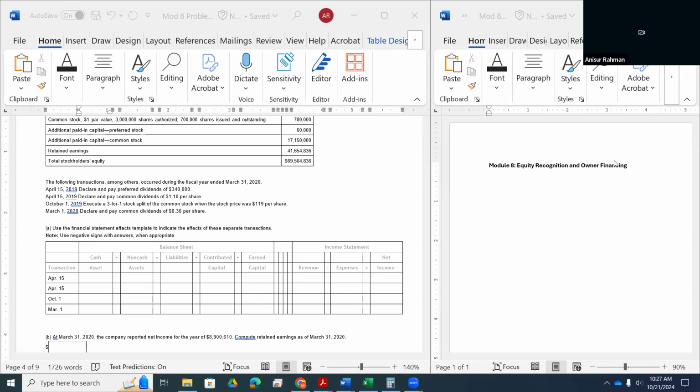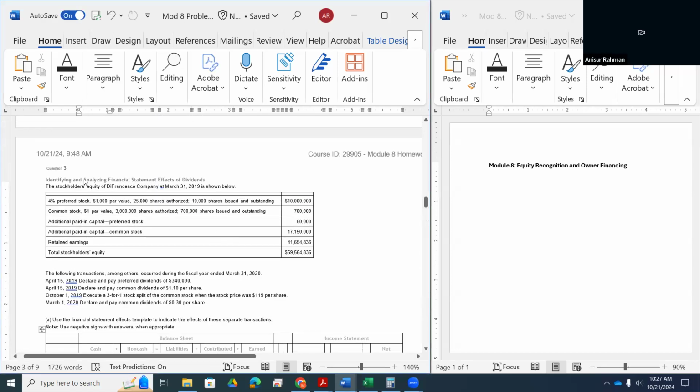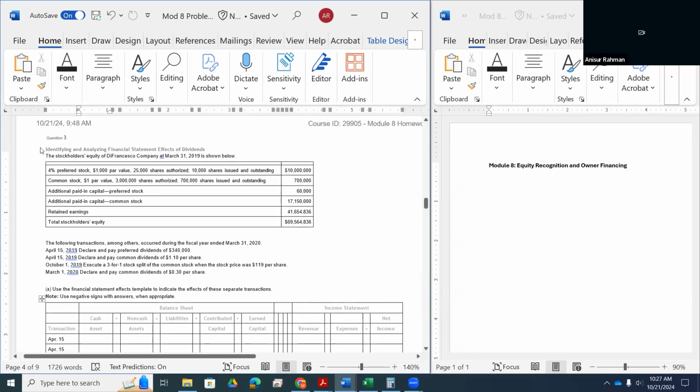Let me welcome you all to Module 8, which is about equity recognition and owner financing. The first problem we would like to look at is Question 3 on this document, identifying and analyzing financial statement effects of dividends. So we have some information here.